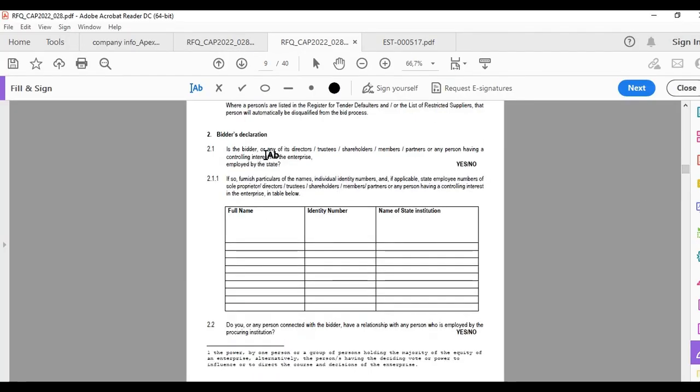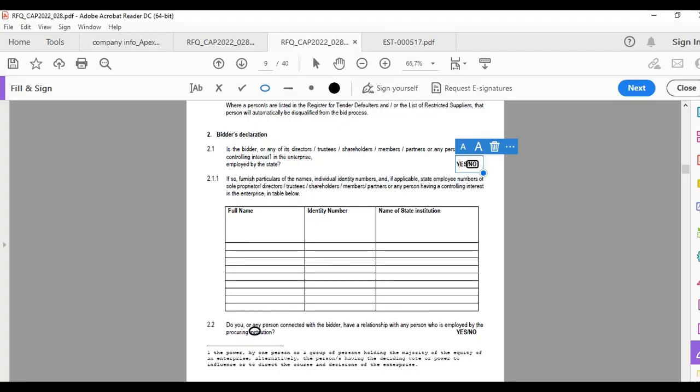Here is the bidder or any of its directors or any person having a controlling interest in enterprise employed by the state. We'll select no because we're a private company and none of our directors or employees are employed by the government. No. If so, furnish the names. So this is only if we do have anyone that's in the enterprise or employed by the state, then we'll fill the details, but we leave it blank because it's not applicable to us.